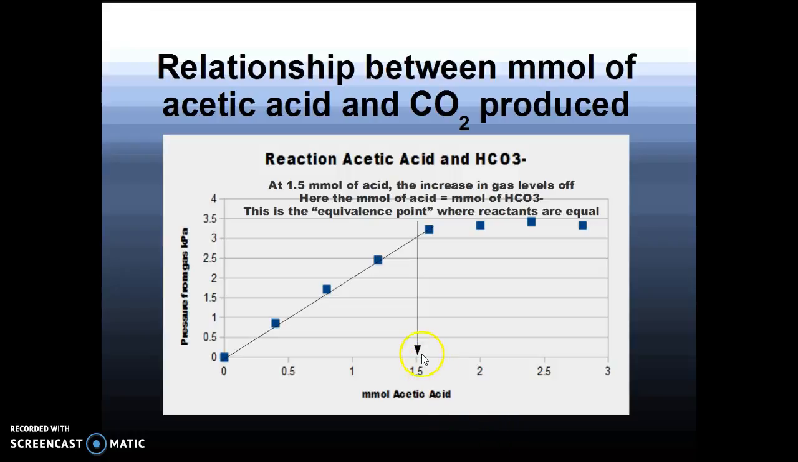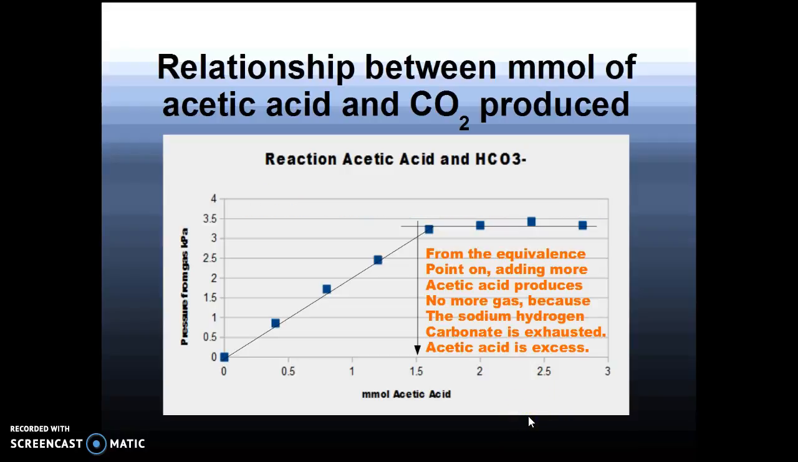At 1.5 millimoles of acid, so just short of the 4 milliliter mark, the increase in gas began to level off. Therefore, here at 1.5 millimoles of acetic acid, millimoles of acid equals millimoles of hydrogen carbonate, which was initially 1.5 millimoles. We call this the equivalence point, where the amount of the two reactants in millimoles is equal.